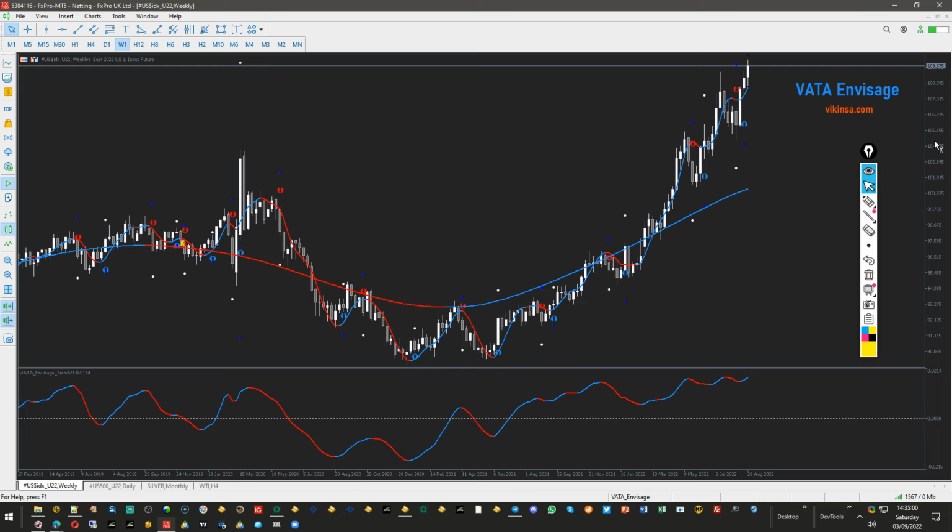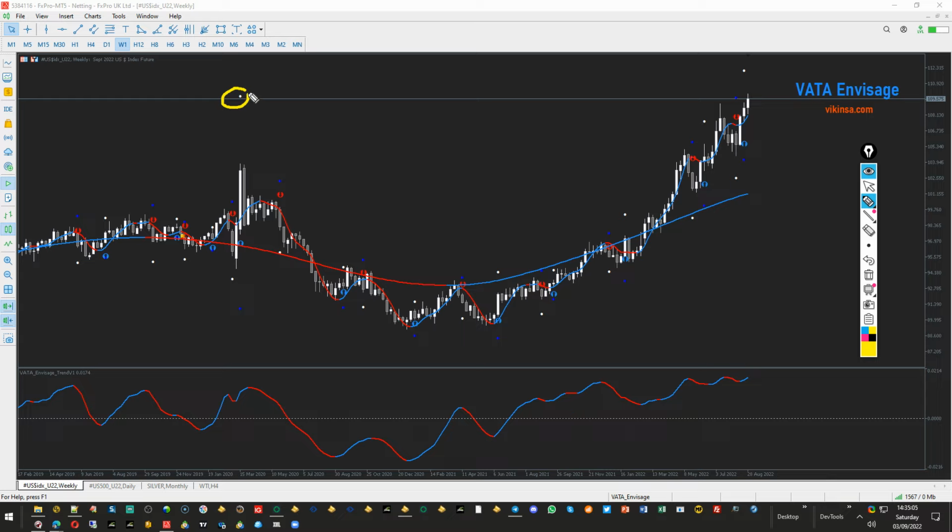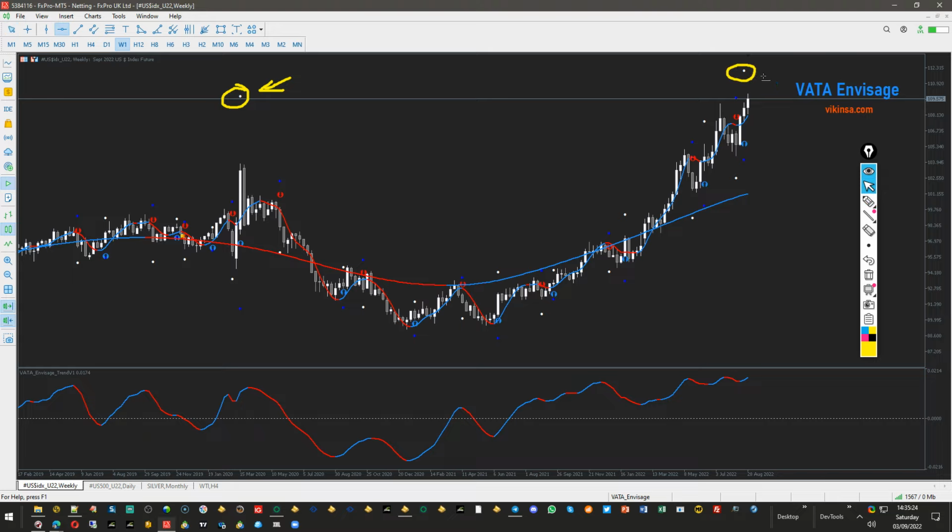Now let's look at Vata and Visage. What Vata and Visage has been telling us is that it has been able to reach this particular target. Remember, Vata and Visage shows white dots as possible targets. So if I look left, last week it has been able to reach this particular target, which was left here in March 2020. This target has been reached, and now the new target has appeared. So if the dollar index finds enough momentum, new strength, then it can still go to 112 or so. That has been indicated by what I envisage on the weekly time frame.